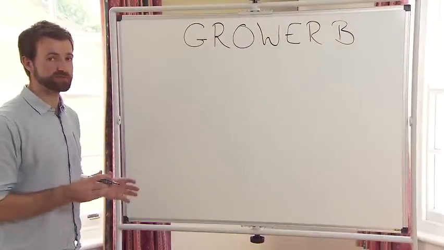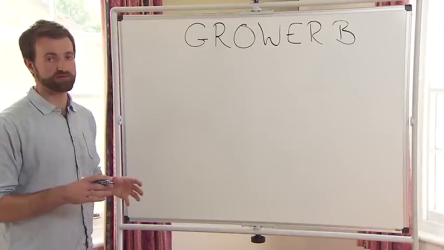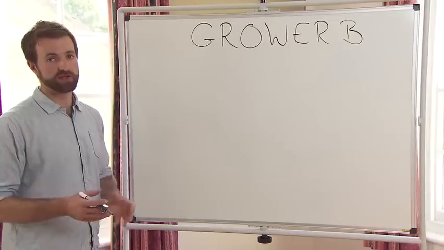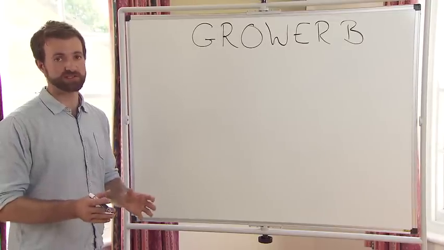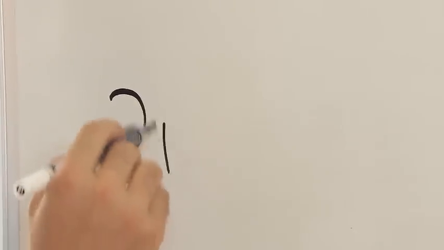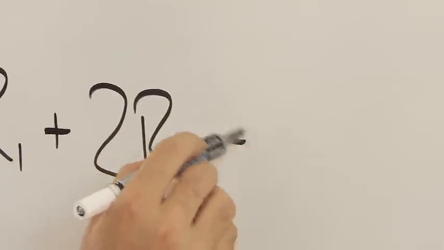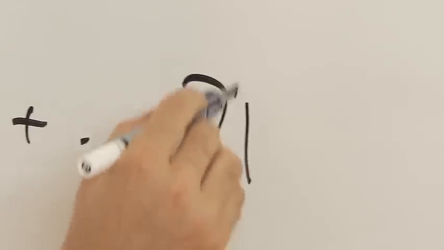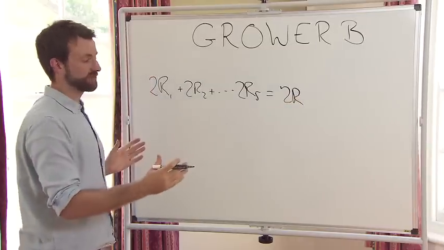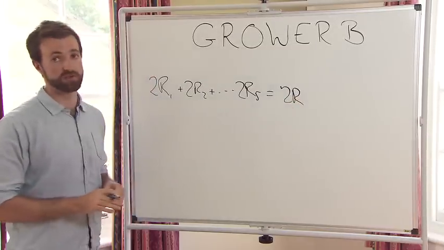Okay, so grower B has put up these 5 separate polytunnels which are going to have widths 2R1, 2R2, all the way up to 2R5. Now these polytunnels butt up against each other nicely, so that means that we can write 2R1 plus 2R2 plus all the way up to 2R5 is equal to 2R, because the width of the polytunnels individually has to add up to the total width of the field, which we've already said is 2R.